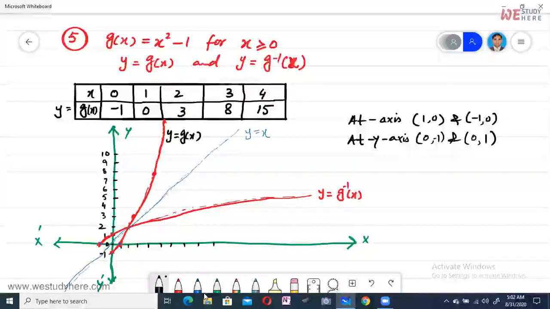Two points: one is on the x-axis and one is on the y-axis at y is equal to g of x, and two points, one on the y-axis and one on the x-axis, at y is equal to g inverse of x. This is the complete question.